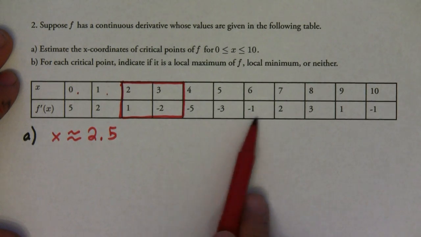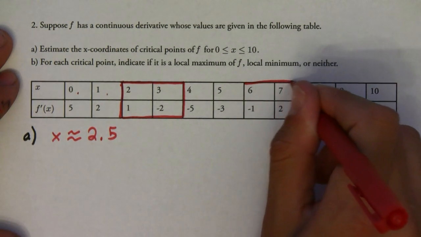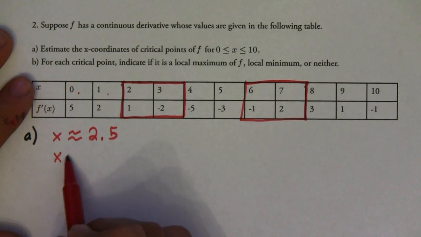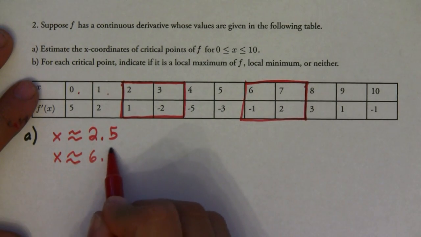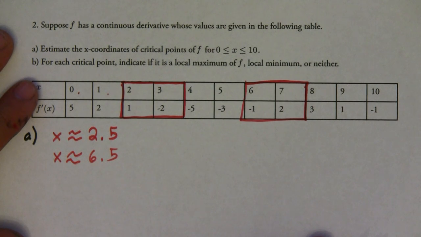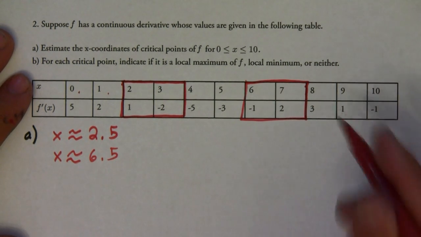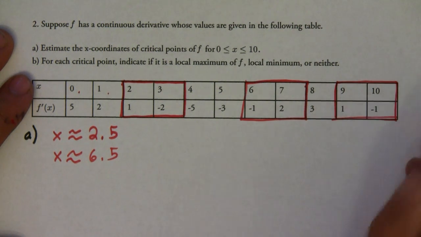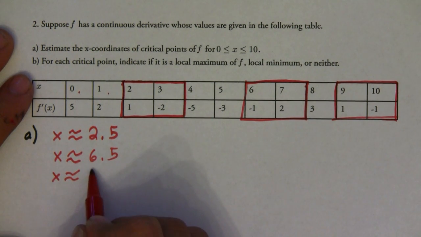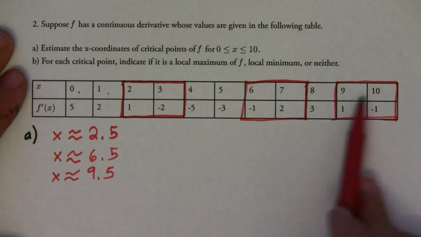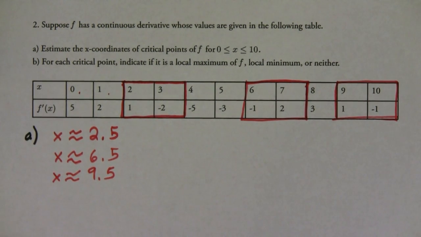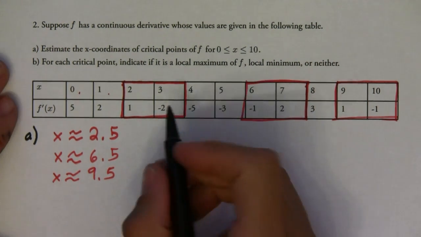Okay, and then here it's negative, negative, and then now all of a sudden it becomes positive right here. Well, this would also be a critical point, right? Somewhere along the lines of 6.5. And if you keep looking, here it goes from positive to negative again. So this is also a critical point. So there's 3 critical points: one between 2 and 3, one between 6 and 7, one between 9 and 10. And we just approximate those as 2.5, 6.5, and 9.5.